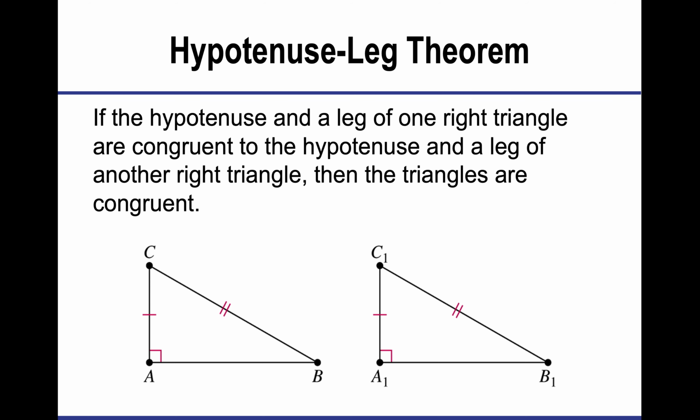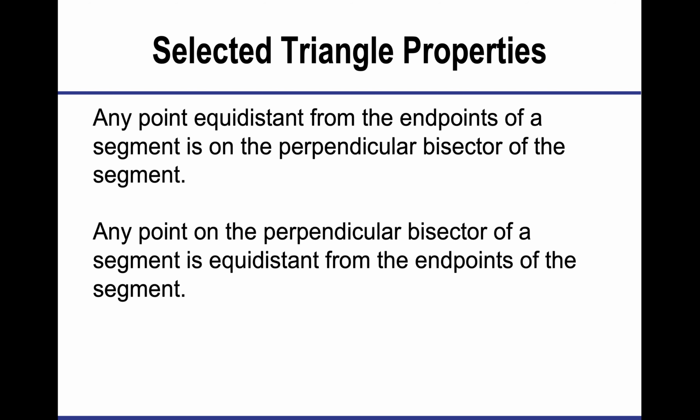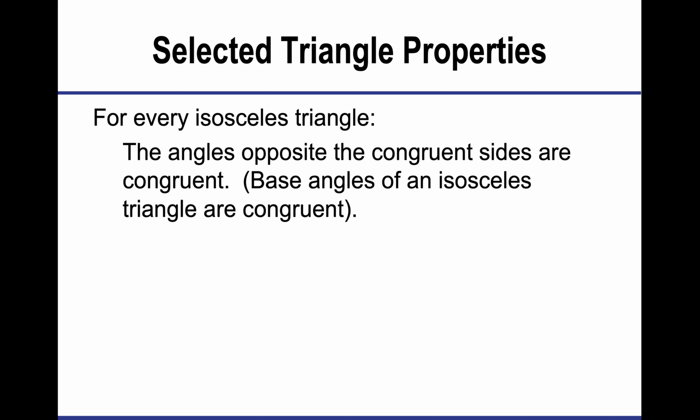For the hypotenuse leg theorem, that tells us if we have a right triangle and we have two congruent hypotenuses and one congruent leg, then we can say that the two triangles are congruent. If I'm looking at some of the selected properties, any point that is equidistant from the endpoints of a segment can be on the perpendicular bisector of the segment. So these are just some generalizations. Any point on the perpendicular bisector of a segment is equidistant from the endpoints of the segment.